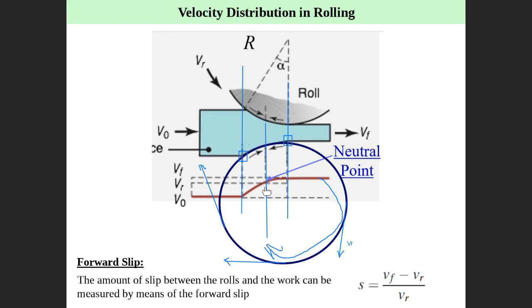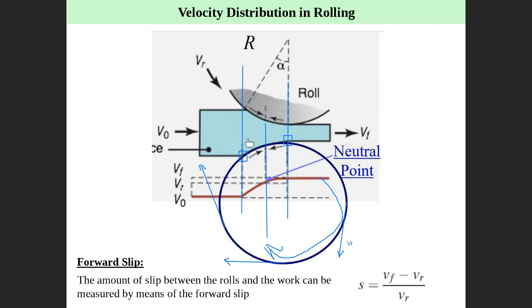However, at this point, the speed of the workpiece is VR, speed of the roller VR, meaning constant. We call it the neutral point or no slip point. This point is a no slip point. Before that, the speed of the roller is higher than the speed of the workpiece. After this point, the speed of the workpiece is higher than the speed of the roller.